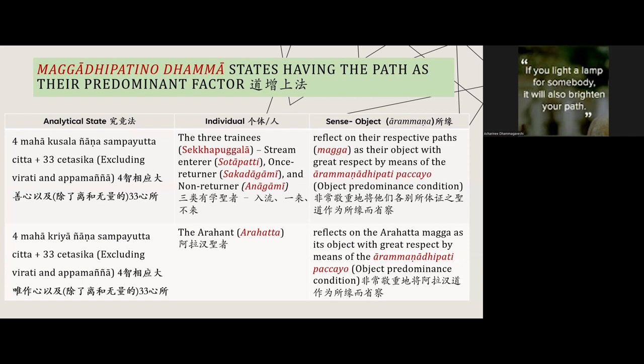We now come to the third term, Maggadhipatino Dhamma, states having the path as their predominant factor. Now here, in this slide, we are considering the Dhammas that become Maggadhipatino Dhamma according to the Ārammanaādhipati, object predominance condition. So here we get the 4 Mahakusala Jnana Sampayutta Chitta and 33 Chetasika, excluding Virati and Appamanya, and that is for the Sotapatti, Sakadagami, Anagami individuals. And we also get the 4 Mahakriya Jnana Sampayutta Chitta and associated 33 Chetasika, that is for the Arahatta individual. So altogether we get 8 Chitta and 33 Chetasika.